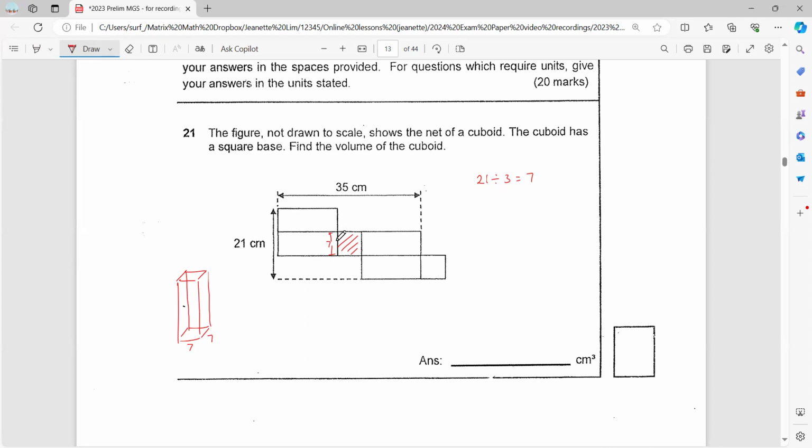So 35 minus 7, then divide by 2. So 35 minus 7 is 28. 28 divided by 2 is 14. So this is 14, which means that the height is 14. Volume, 7 times 7 times 14. So you do your working, then you should get 686 square cm.